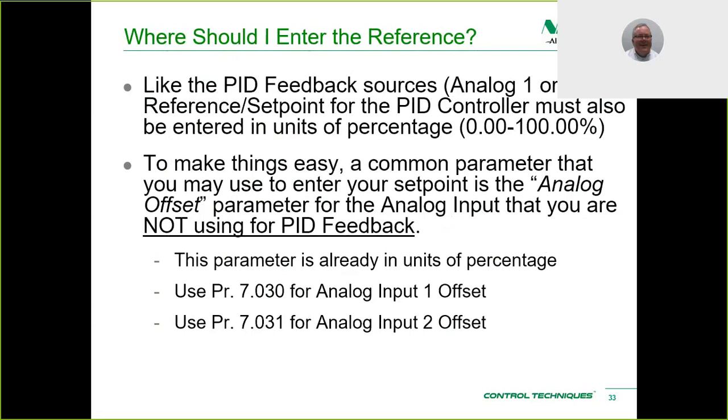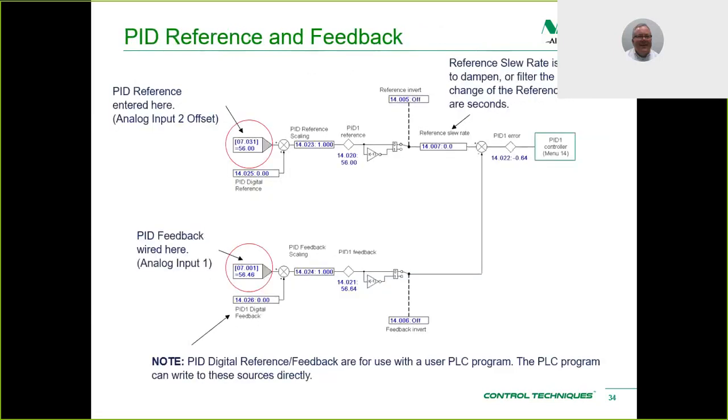Where should I enter the reference? Well, like the PID feedback sources, the reference for the PID must also be entered in percent. So that's what I just explained. I used the analog offset because its units are already in percent. So that just makes things easier. So here it is. Again, this is how I've got mine configured today. I just chose 56. It's just a number for my set point. That could be anything. But for today's example, I just left it at 56.